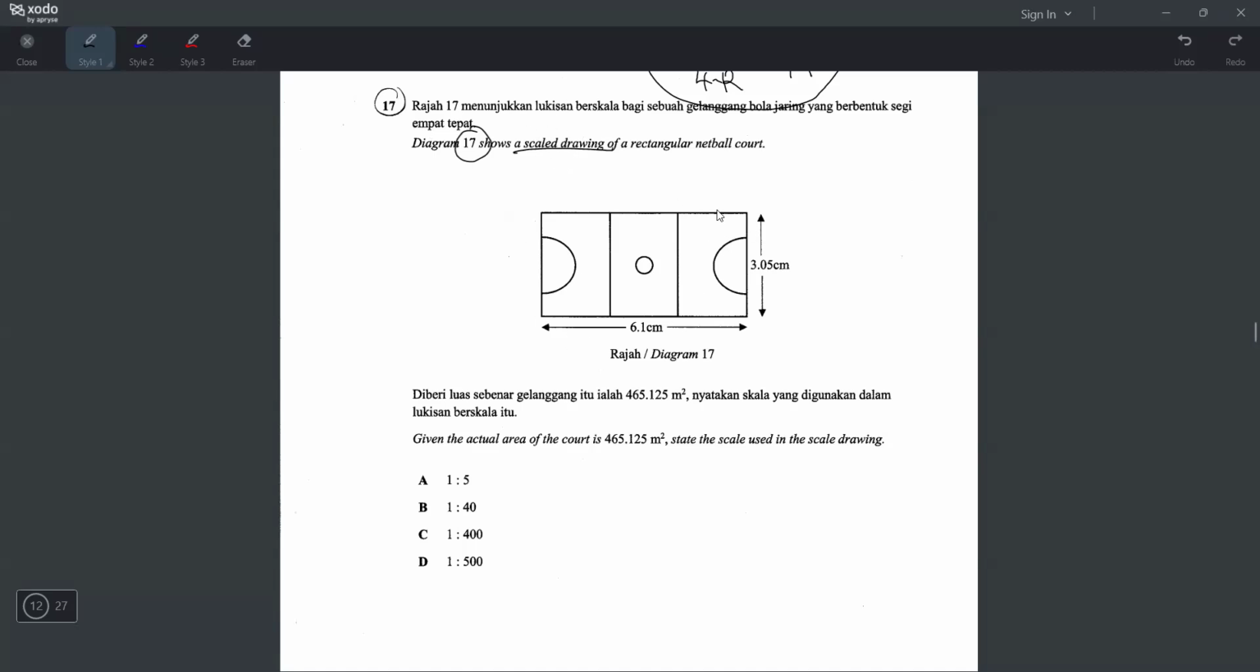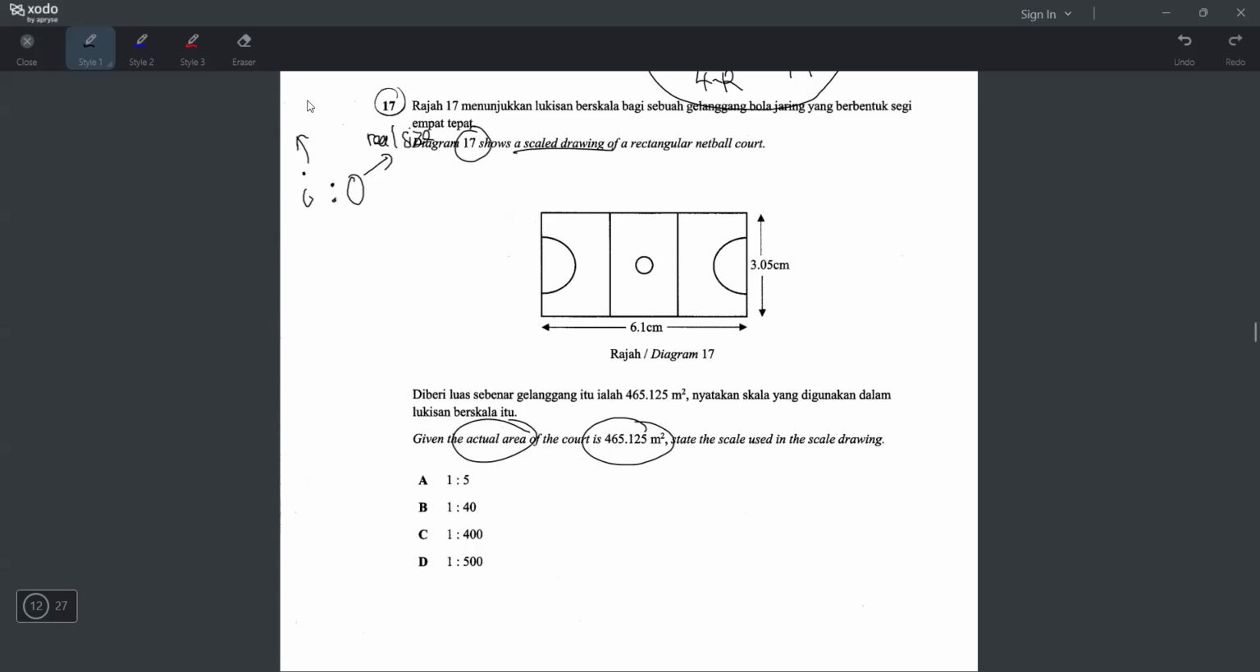So they give you a rectangular netball court. Given the actual area of the court is 465.125 meters squared, state the scale used in the scale drawing. When we write a scale drawing, it will always be like this: image, ratio, object. What is image? What is object? The object you need to know is the real size. Real size is object.